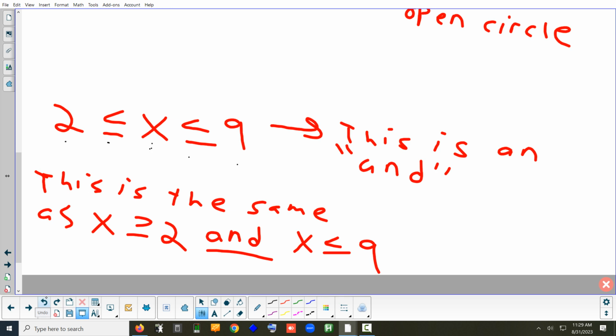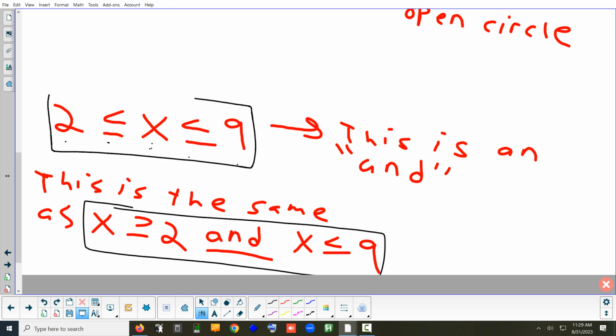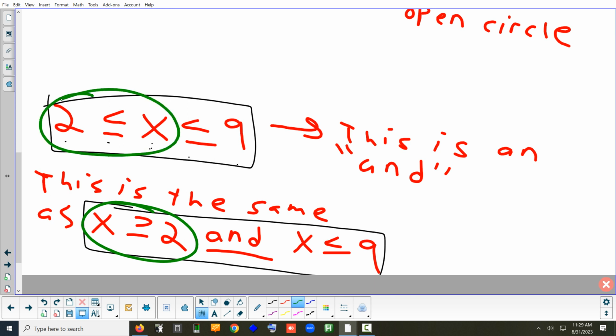Conjunctions, you can write them kind of squished together. When you have the opposite of a conjunction, a disjunction, that's the word or, you can't really compress an or statement. You have to write something or something. But an and, you can take these two statements and squeeze them together as that. And if you look at it, you can kind of see where they come from. X is greater than or equal to 2 is right there. And x is less than or equal to 9.